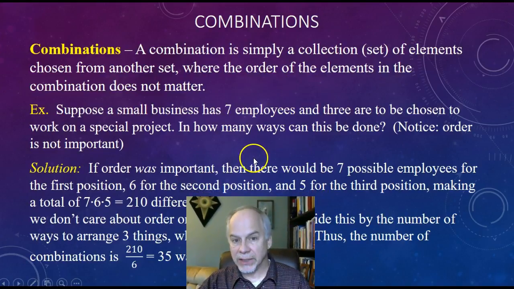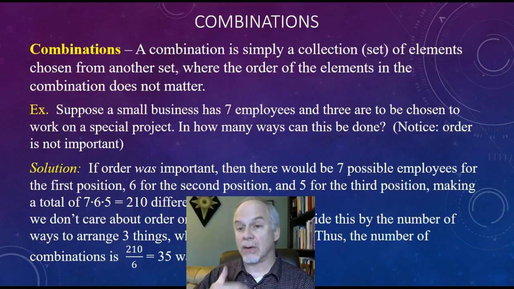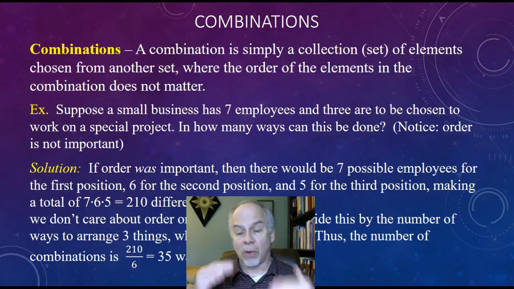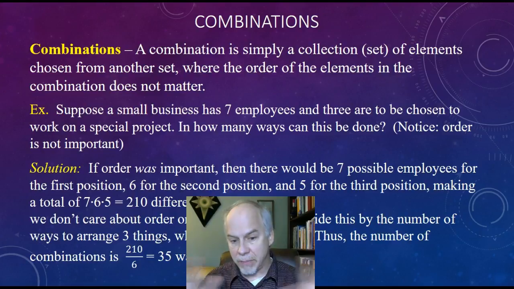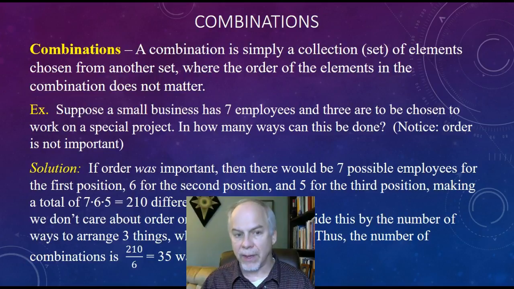Now, combinations, though, the order does not matter, right? So a combination is simply a collection or a set of elements chosen from another set. Well, a set of elements chosen from another set is really a subset, and we'll talk about that later, but the order of the elements doesn't matter. So whenever you're choosing things and the order doesn't matter, then we're talking about a combination.